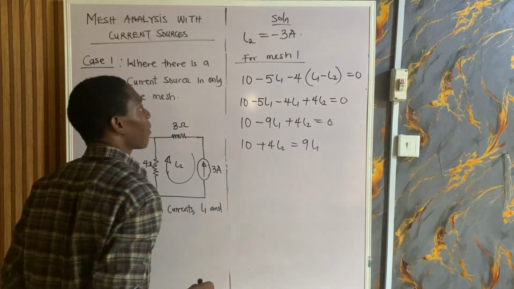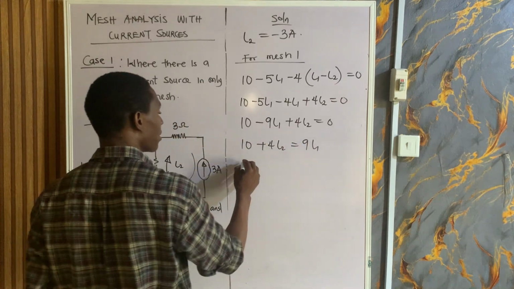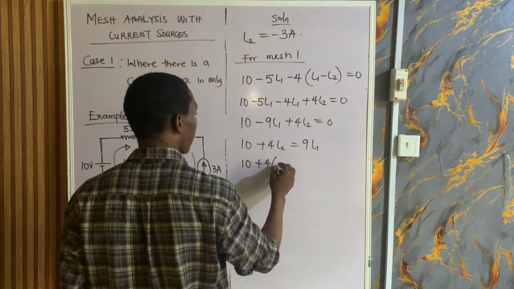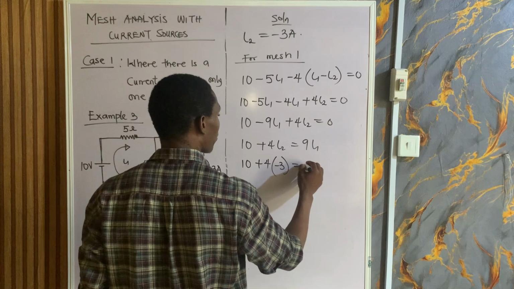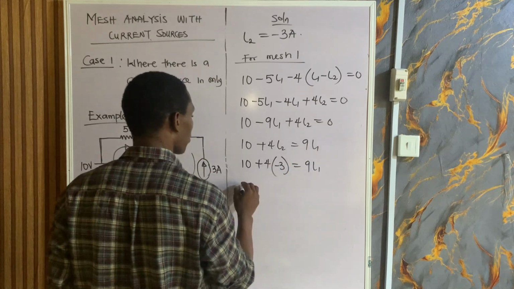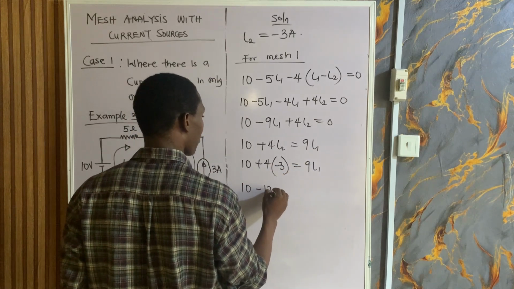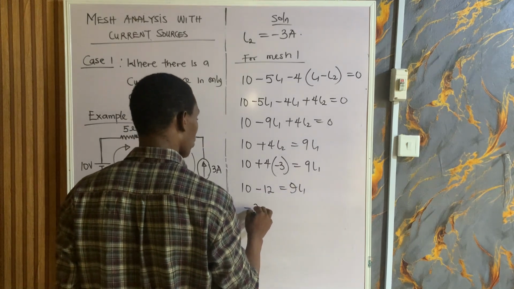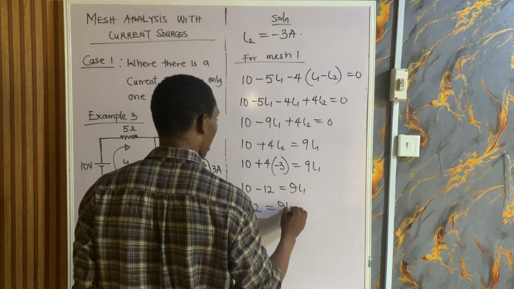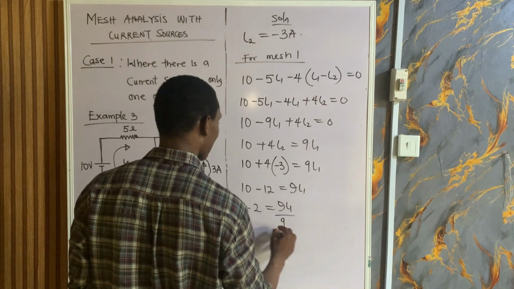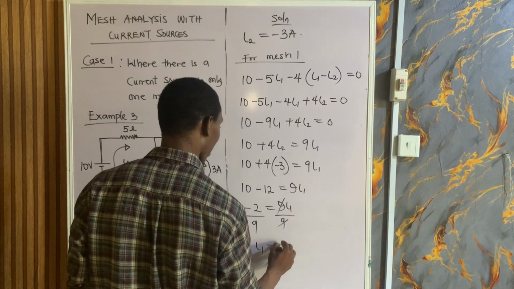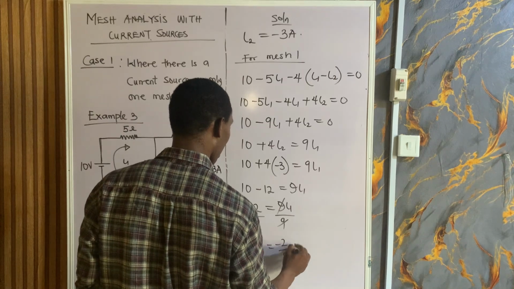Now let's put in the value of our i2. i2 is minus 3, so this will be 10 plus 4 into minus 3 is equal to 9i1. So this will be 10 minus 12 is equal to 9i1. So we can say minus 2 is equal to 9i1. And then dividing both sides by 9 now, our i1 will be equal to minus 2 over 9 ampere.